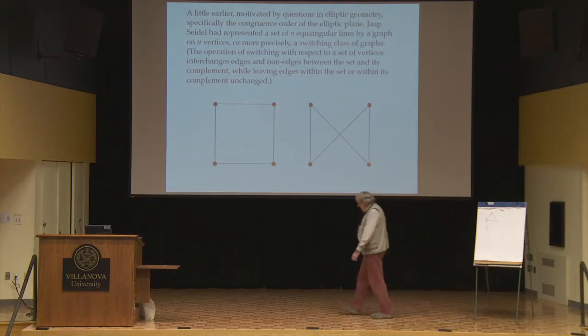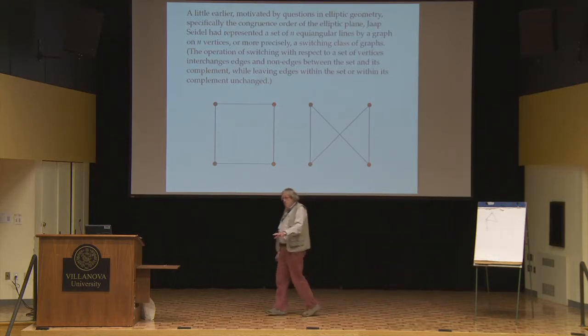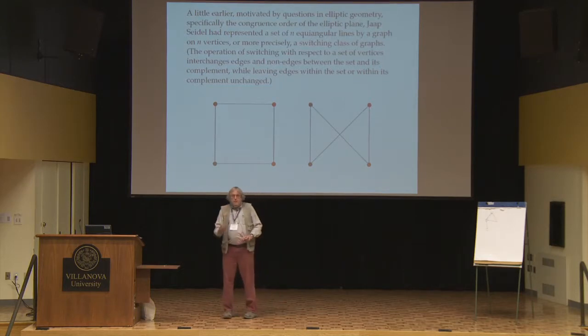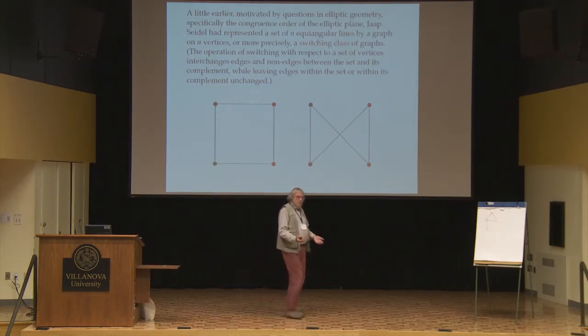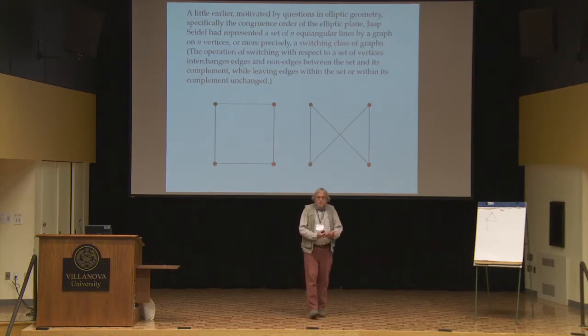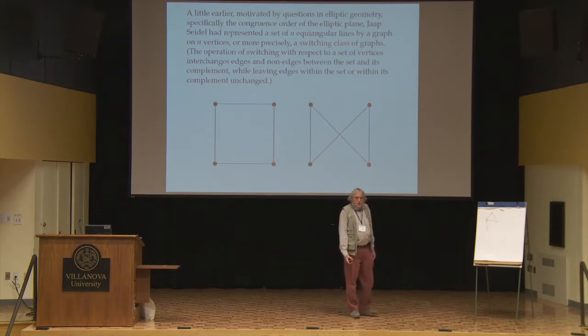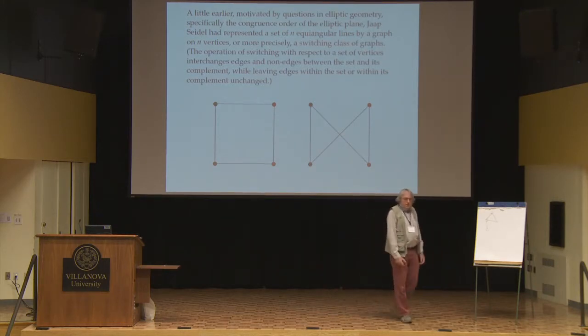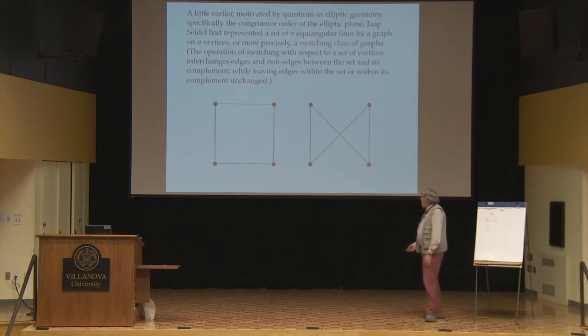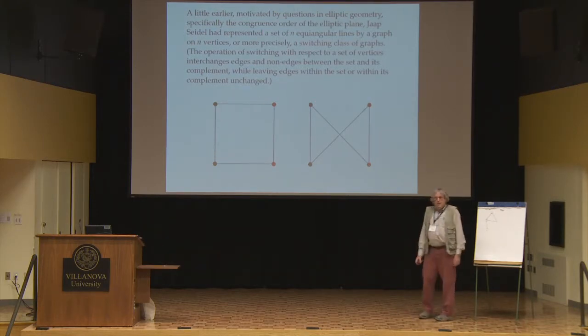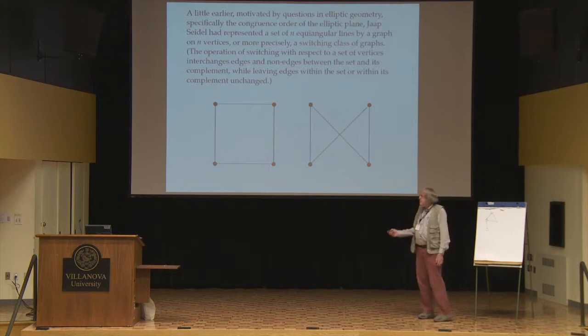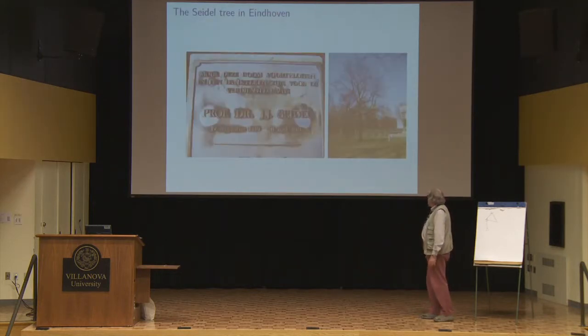And it's fairly easy to see that if you switch a graph with respect to a set and then with respect to another set, the overall result is just switching with respect to the symmetric difference of those two sets. So switching is an equivalence relation on graphs, and the equivalence classes are called switching classes. So Seidel represented equiangular lines by switching classes of graphs in a way that I'll show you in a moment. But I just thought I'd first show you.